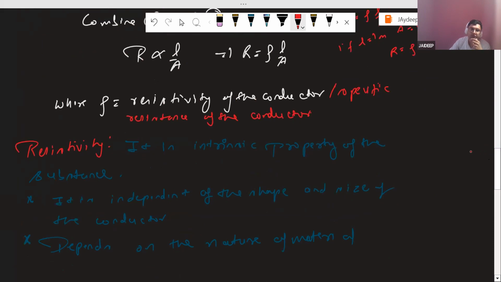Its SI unit is ohm meter. Resistivity is basically an intrinsic property of the substance. If we take a wire having unit length and unit area of cross section, then the resistance of the conductor is said to be the resistivity. It is independent of the shape and the size of the conductor. It completely depends on the material of the object and the physical conditions as well.